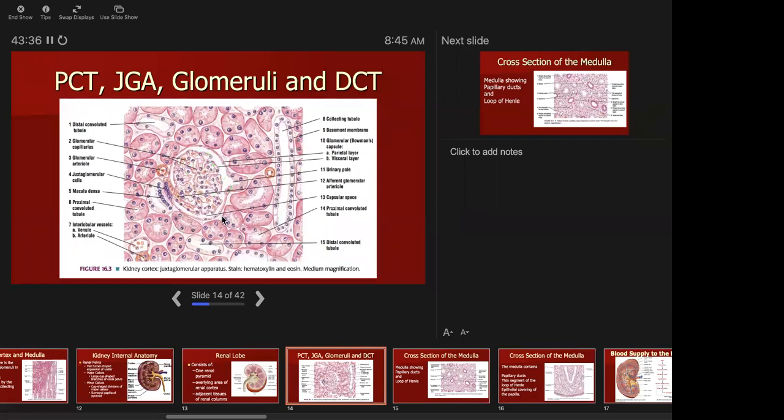And the space here is the Bowman's capsule. Okay, capsular space. The space here, capsular space. And this is the urinary pole of the nephron, or the proximal part of the nephron. And then the rest, you see, this is distal convoluted tubule.